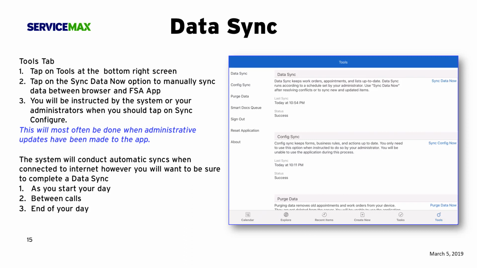Purging data removes old appointments and work orders from your device. They're not deleted from the server. You'll be unable to use the application while purging. An internet connection is required to purge data.